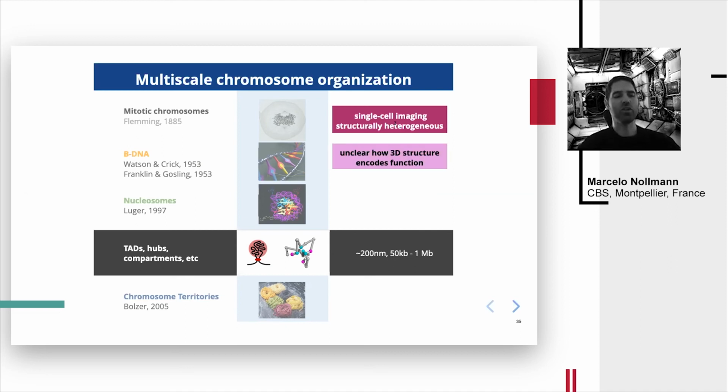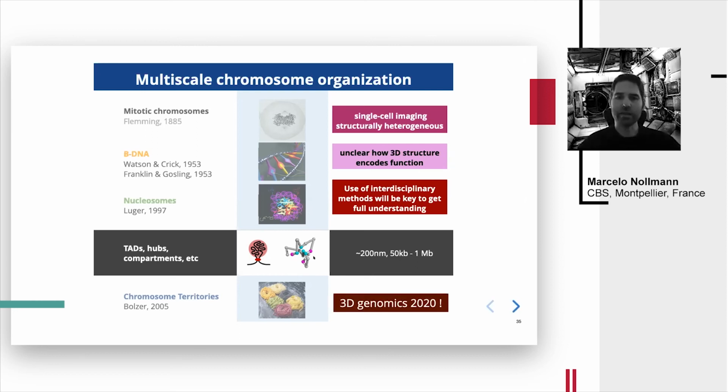I could say that so far it's unclear how, whether and if 3D structure encodes function, and whether this depends on the system we're looking at. And I think it will be critical in the future to use interdisciplinary methods in order to get a full understanding of these structural levels and their functional roles. And so I think it's very timely to have 3D genomics meetings today.